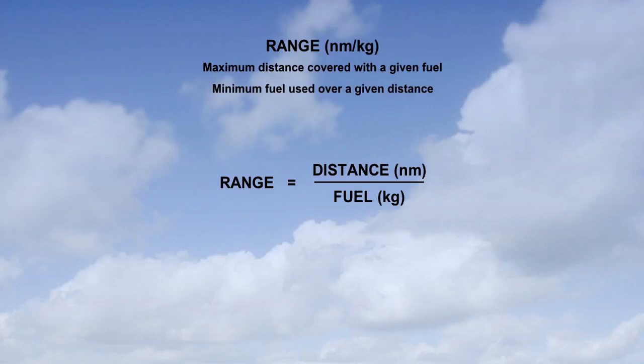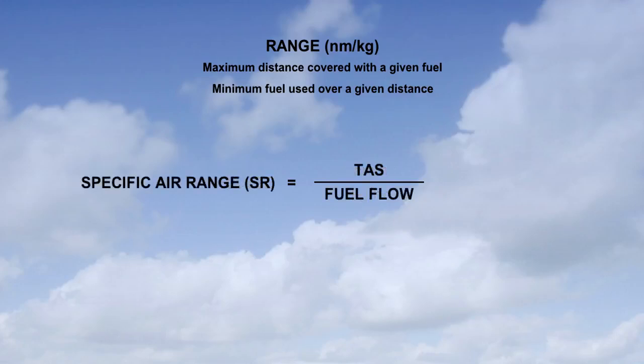However, in the same way as we did for the formula for endurance, we must adjust our range formula in order for it to give us useful information. The top line of the formula is air nautical miles per hour, and the bottom line of the formula is kilograms of fuel per hour. Thus, the formula now reads true airspeed divided by fuel flow. This is the formula for specific air range. The formula shows that specific air range is defined as the ratio of true airspeed over the fuel flow.